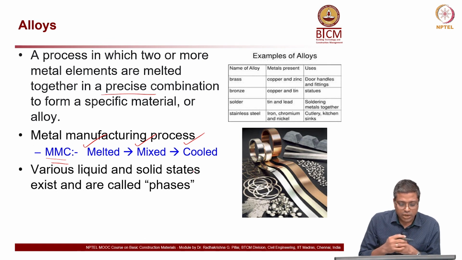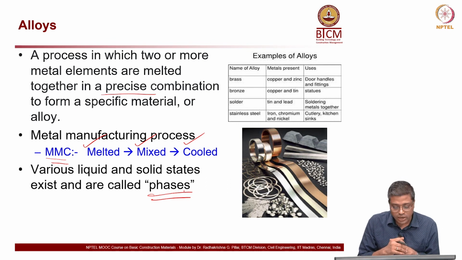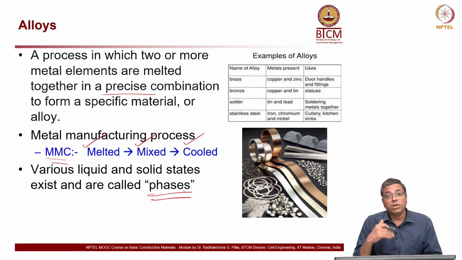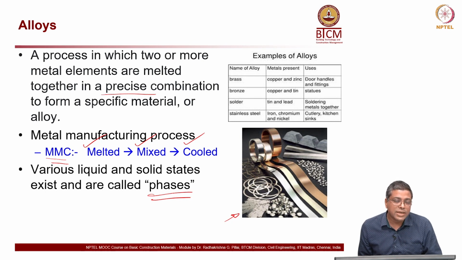Now various liquid and solid phases exist, and we are going to call them different phases, solid phase or liquid phase, depending on the absolute temperature at that time in this cooling process. So here is just a picture to show different types of metals, and each of them has different properties. It's not that all metals have the same property, like all steel need not be of the same nature.